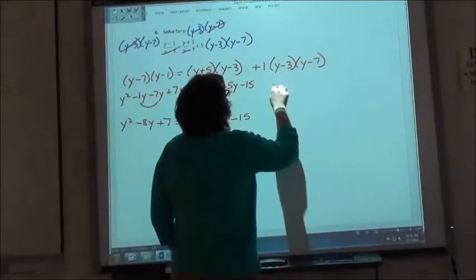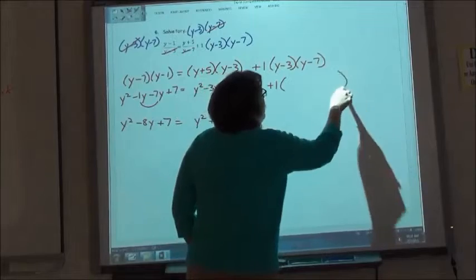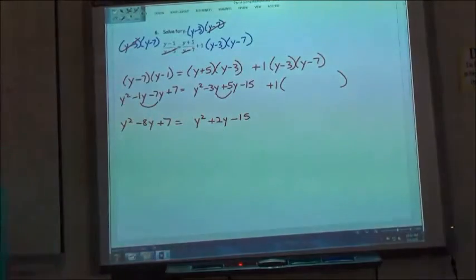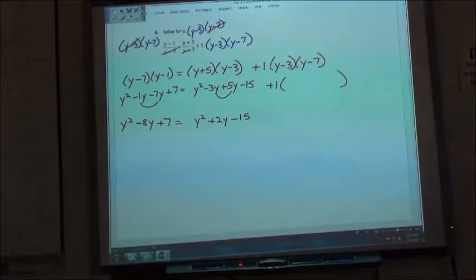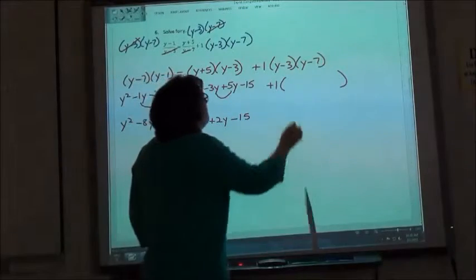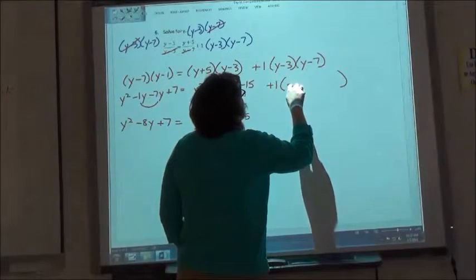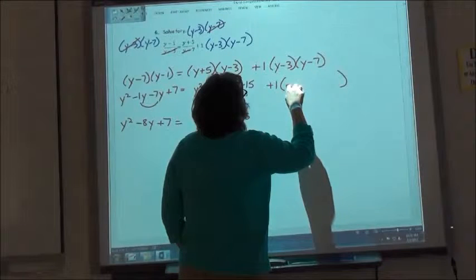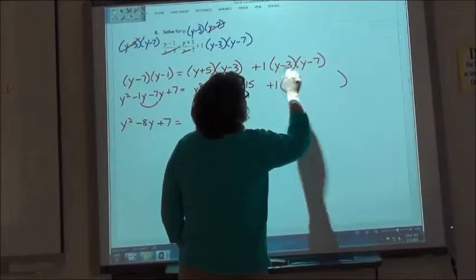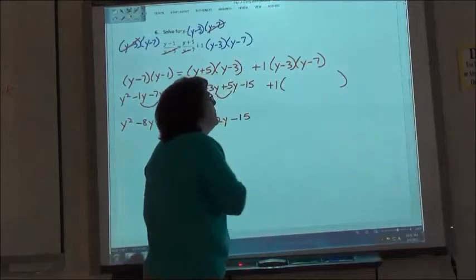Foiling over here, we still have that plus 1. We'll do it the right way this time. So foiling, we're going to get 1y. We're going to foil this out first.